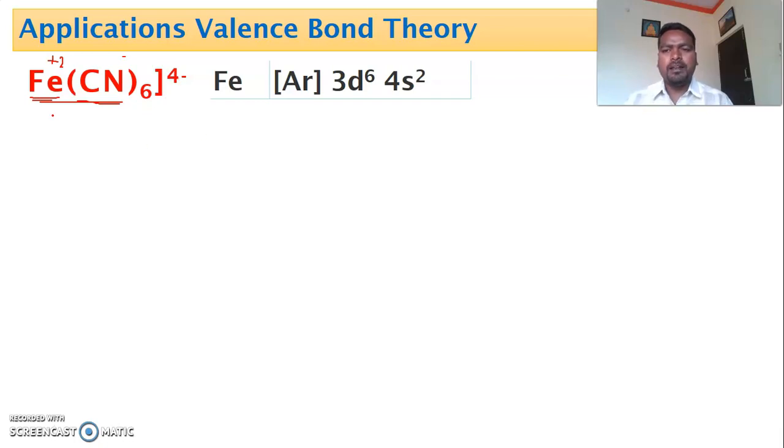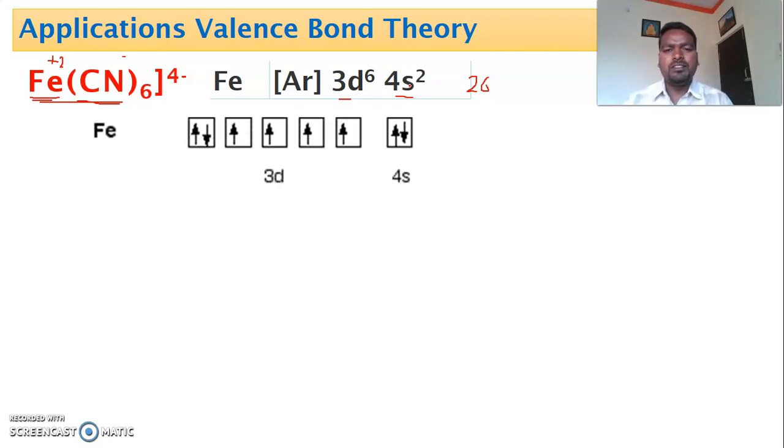-4. And the electronic configuration of iron in the ground state, or in the neutral state, is [Ar] 3d6 4s2. The atomic number of iron is 26. Its electronic configuration is 3d6 4s2. So this is the electronic configuration, and this is how electrons are distributed in various orbitals of iron, that is 3d6.